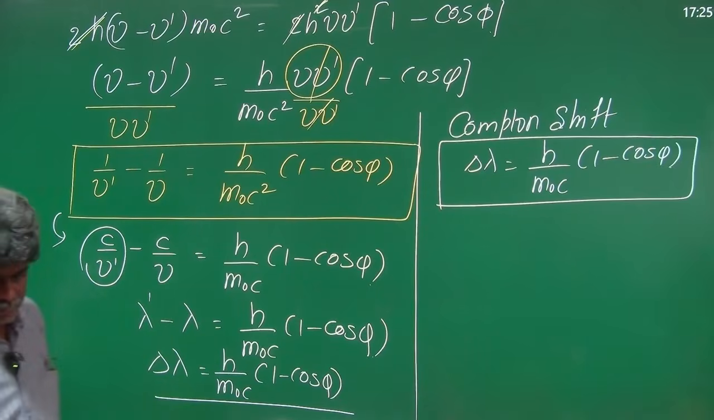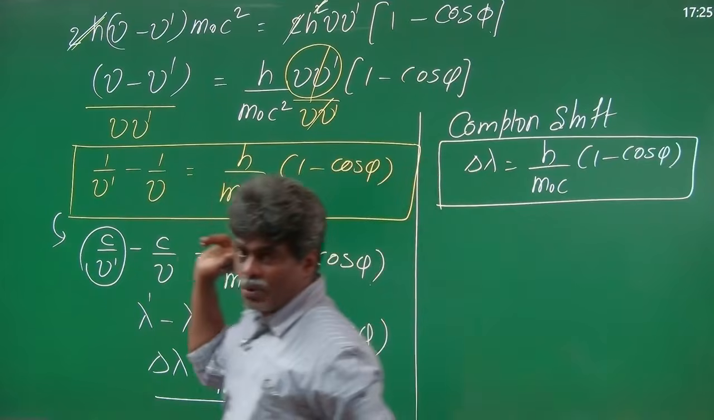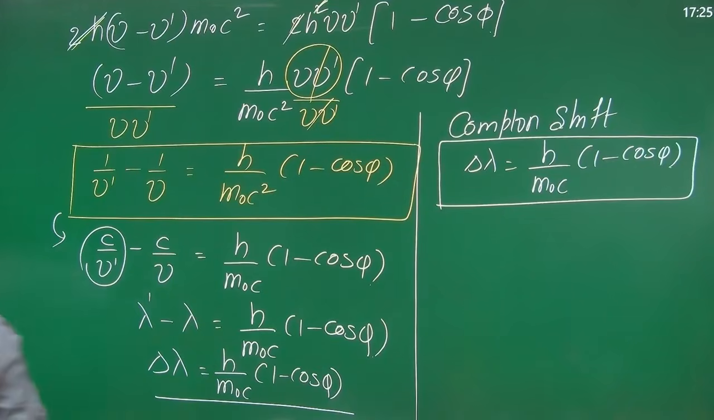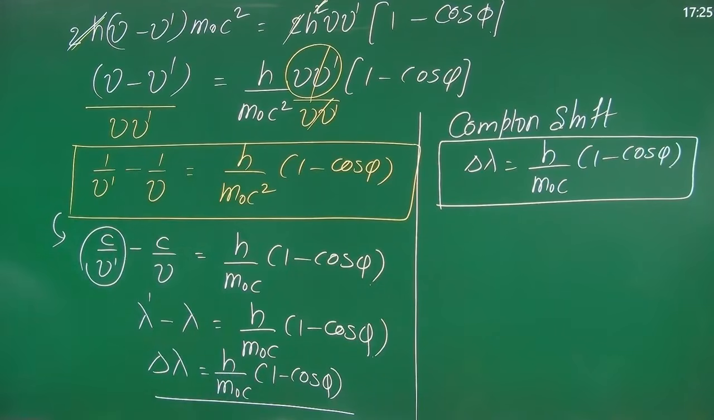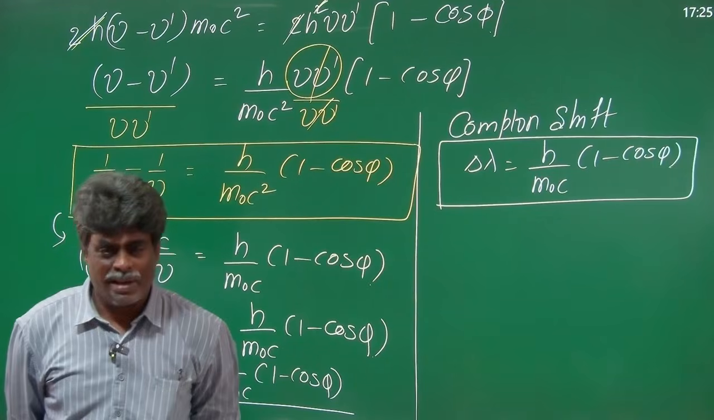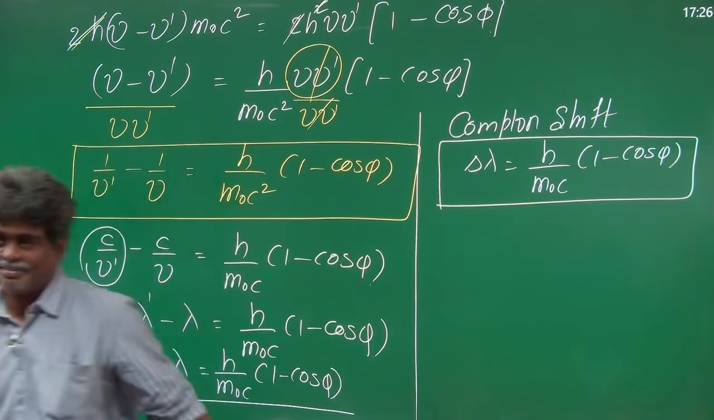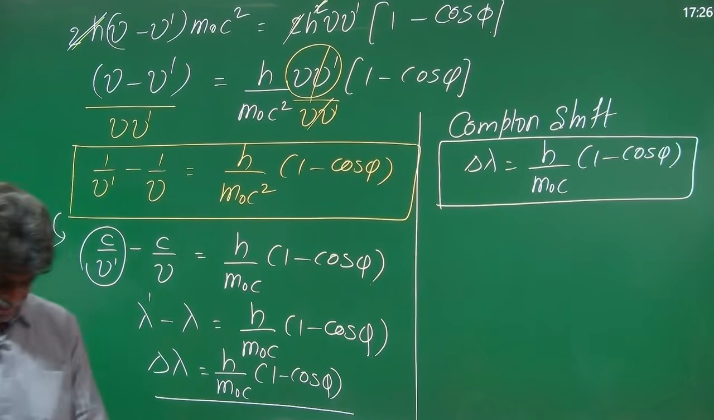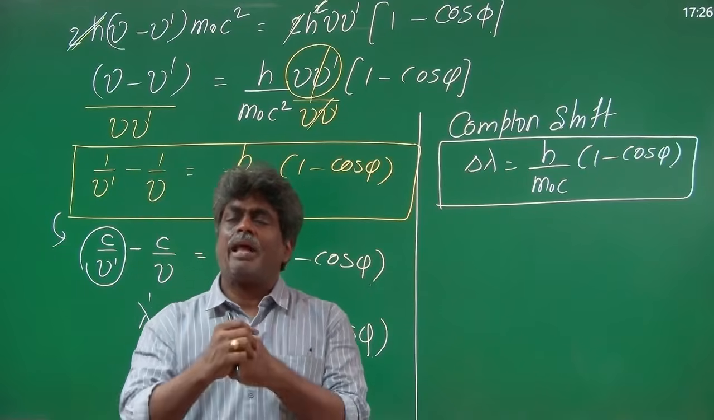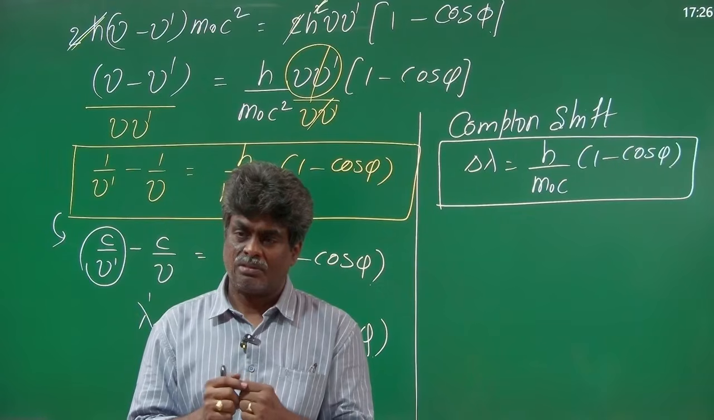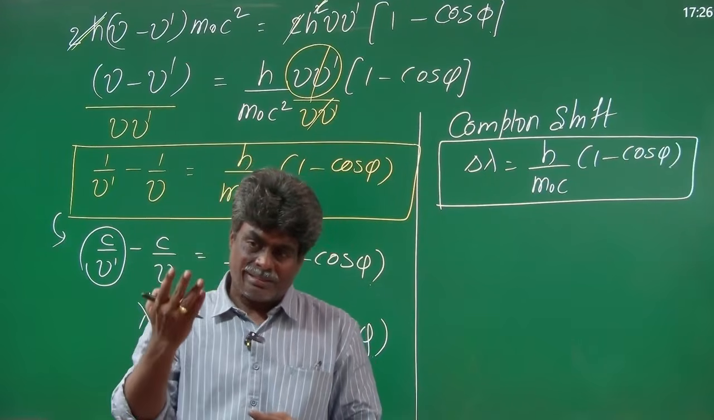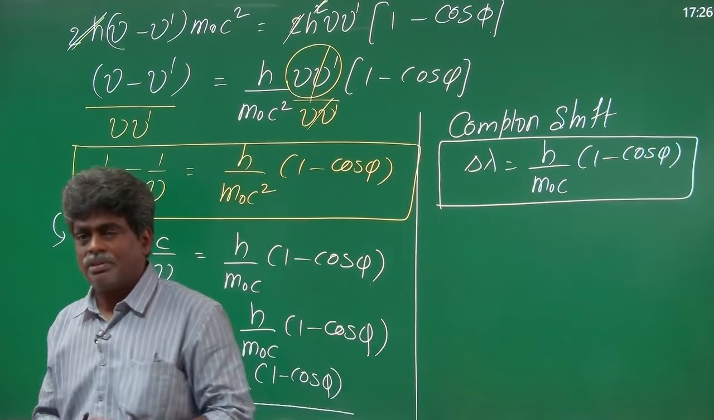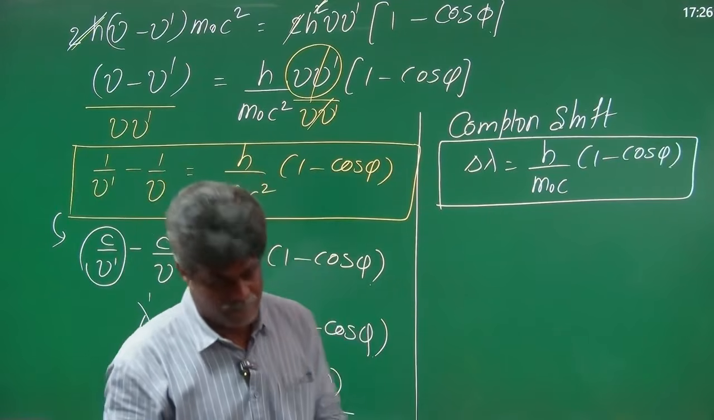Over? Everybody come on, say what is the first formula in this derivation, 1 by nu prime, this one. Everyone don't see the board, just close your eyes and say. No rhythm. One more time. Compton shift delta lambda equal to. Seeing and saying, don't see there. Compton shift delta lambda equal to. Good. Ready.